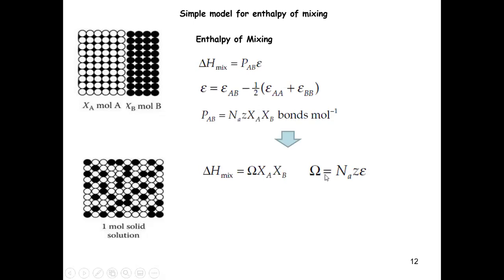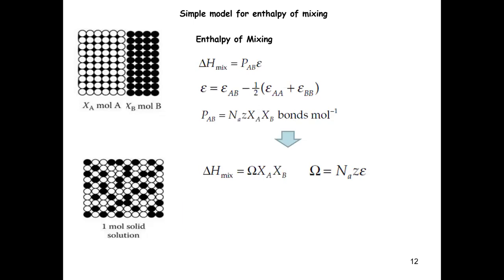For different systems, you're going to have different omega, okay? And then this part, XA and XB, are generic. So basically, we express the enthalpy of mixing as a material specific constant times XA times XB. So this is exactly the expression we're looking for, okay?